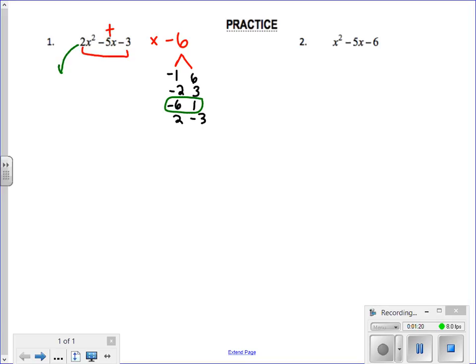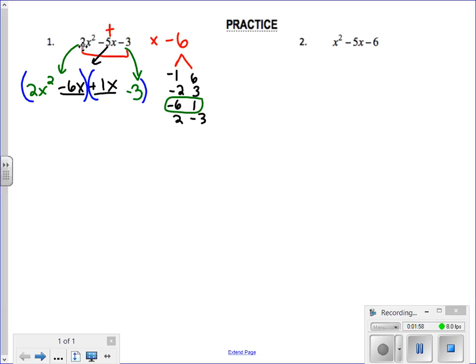So splitting the middle, I bring down the first term, 2x squared, and I bring down the last term, minus 3. I then fill in the blanks. I split up the negative 5x as negative 6x plus 1x. That's the splitting of the middle. Once I split the middle, I now have 4 terms. So I use a method called grouping. Grouping means I'm going to take and put parentheses around the first 2 terms and the last 2 terms.